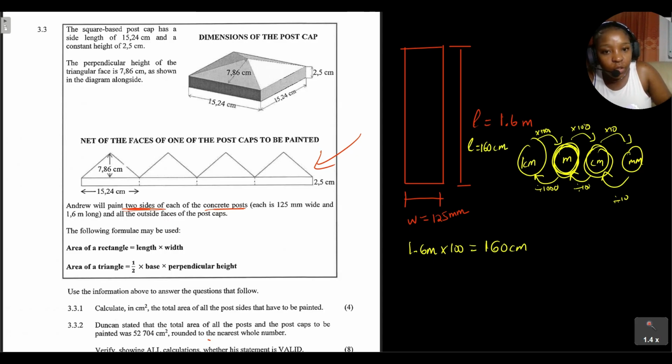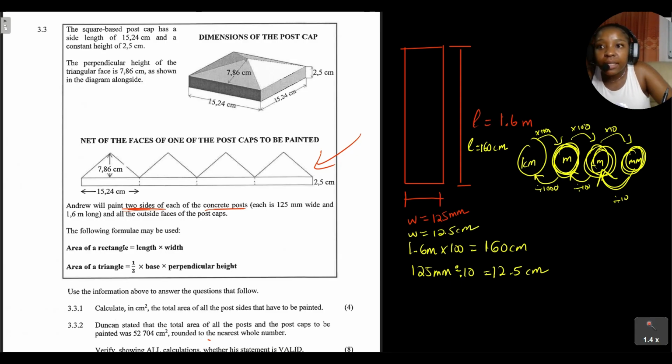What is the width? It's 125 millimeters. When you want to move from millimeters to centimeters, we divide by 10. So it's going to be equal to 12.5 centimeters. So the width is 12.5 centimeters.